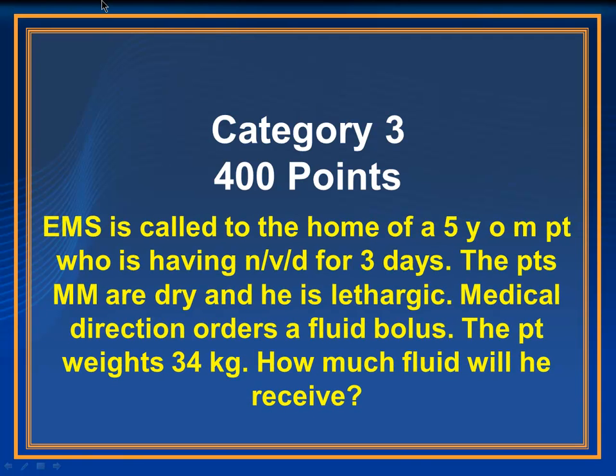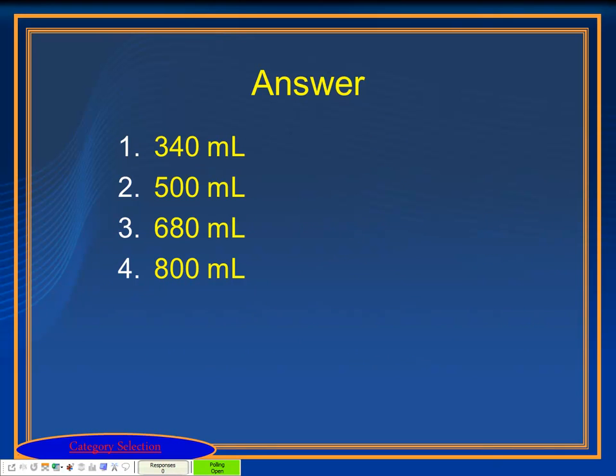EMS is called to the home of a 5-year-old male patient who has nausea, vomiting, and diarrhea for 3 days. Patient's mucous membranes are dry and he is lethargic. Medical direction orders a fluid bolus. The patient weighs 34 kilograms. How much is he going to get? He's 34 kilograms.